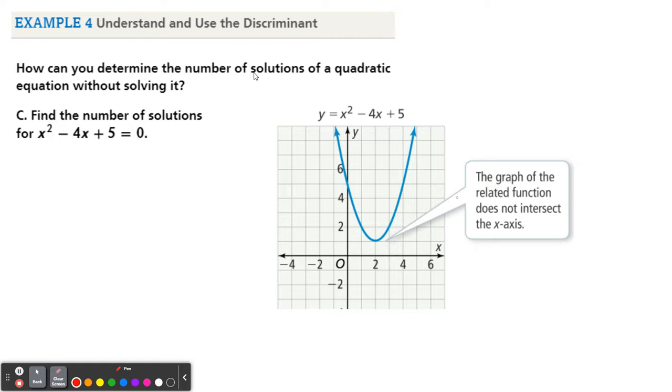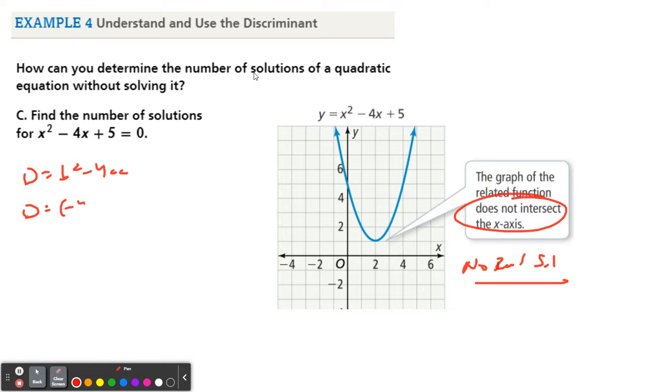Okay, and then C. This one has no real solutions. It does not intersect the x-axis, so it has no real solutions. So let's prove that using the discriminant. Our discriminant is b squared minus 4ac. Here, b is negative 4, squared, minus 4 times a, which is again 1, and c is 5. Type this in Desmos. 16 minus 20 is negative 4. That is less than 0. That's a negative number. You're going to have no real solutions.